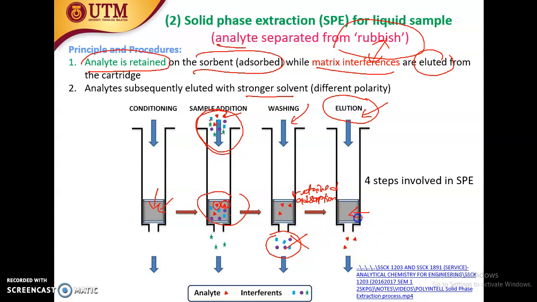So what happens to this cartridge? You can reuse it. How many times you can reuse it usually depends on the efficiency of the cartridge. Maybe you can use it 5 to 10 times only. But if you don't want to reuse it, it's okay. You just discard the cartridge because it is disposable, for example. But if you want to reuse it, you can check the efficiency. Now let us watch a video on the step by step.